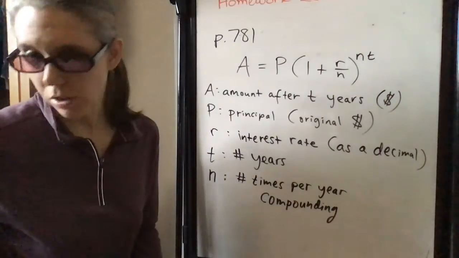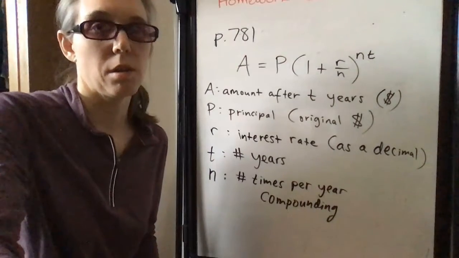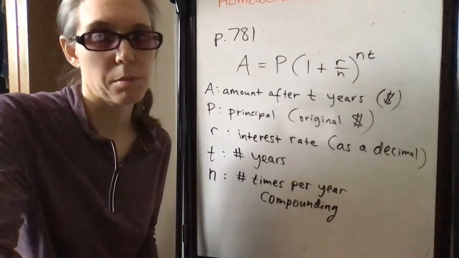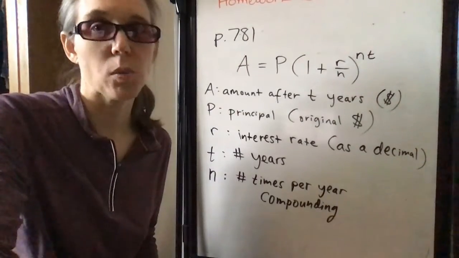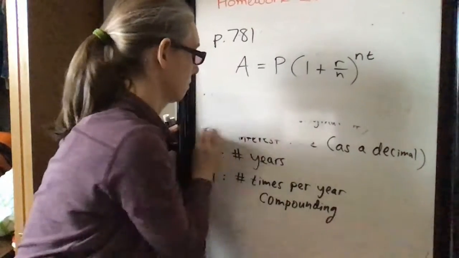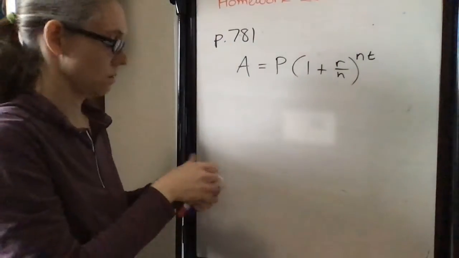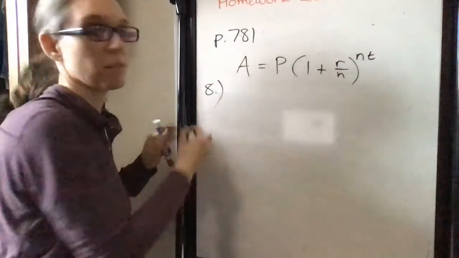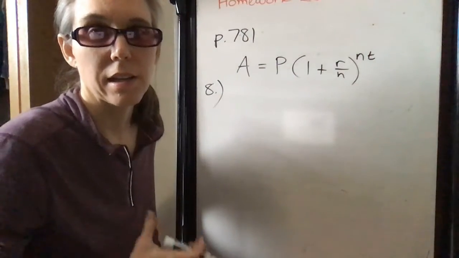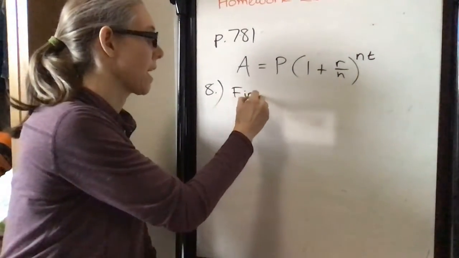So now if we look at MyOpenMath, we're going to have a problem that's going to use this formula. This is compounded weekly, on question number 8. So question number 8, it says find the final amount of money, so that would be the amount in the account, in an account if $3,200 is deposited. Okay, so we want to find A.